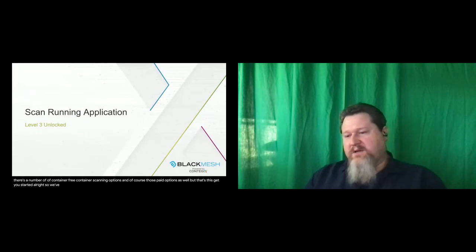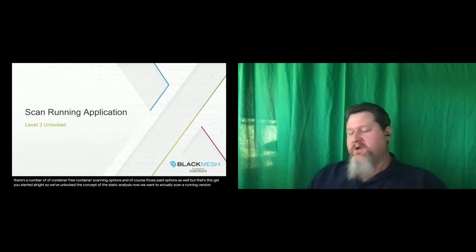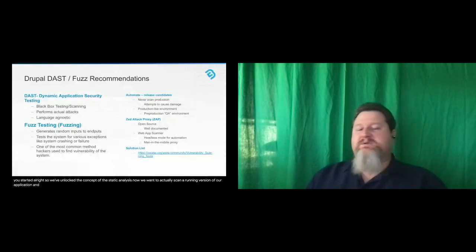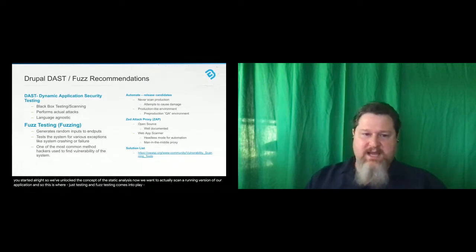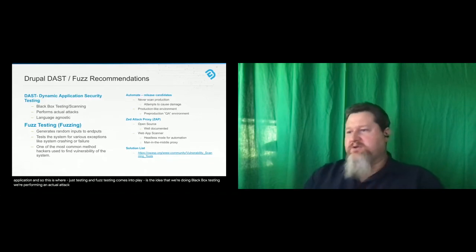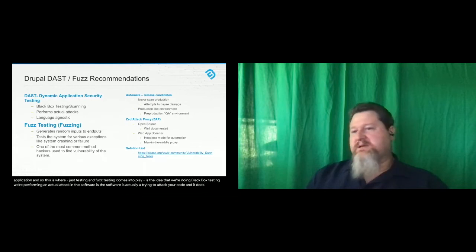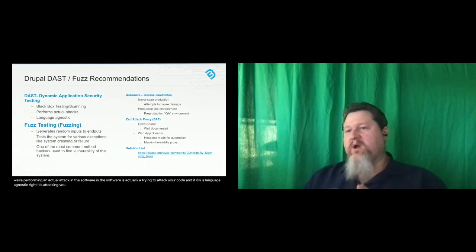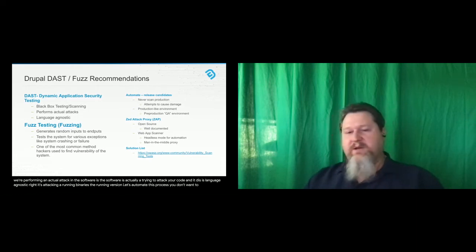All right, so we've unlocked the concept of static analysis. Now we want to actually scan a running version of our application, and so this is where DAST testing and fuzz testing comes into play. DAST is the idea that we're doing black box testing. We're performing an actual attack, and the software is actually trying to attack your code. And this is language agnostic, right? It's attacking a running binary. It's the running version. And of course, you want to automate this process. You don't want to be running this manually.